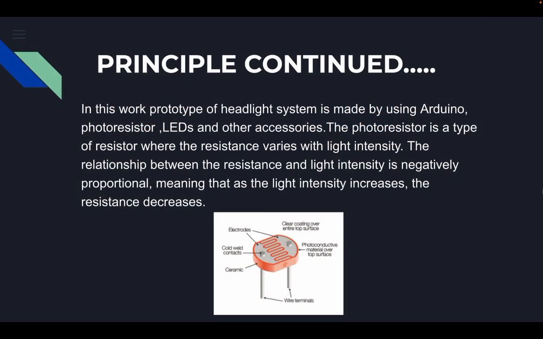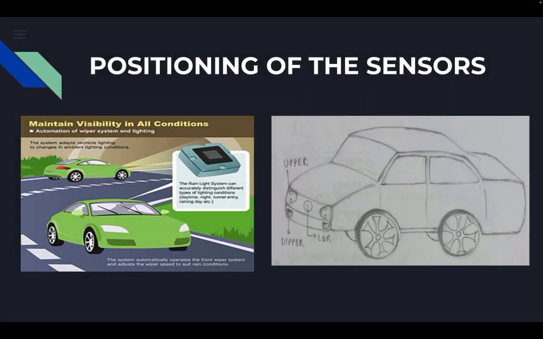This working prototype of the headlight system is made using Arduino, photoresistor, LEDs and other accessories. The photoresistor is a type of resistor where the resistance varies with light intensity. The relationship between the resistance and light intensity is inversely proportional, meaning that as the light intensity increases, the resistance decreases. About the positioning of the sensors, the rain sensor module is placed at the top middle of the windshield and the LDR is placed between the two headlamps.